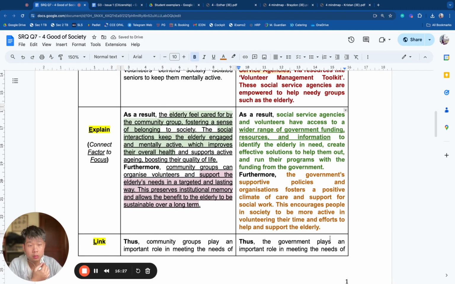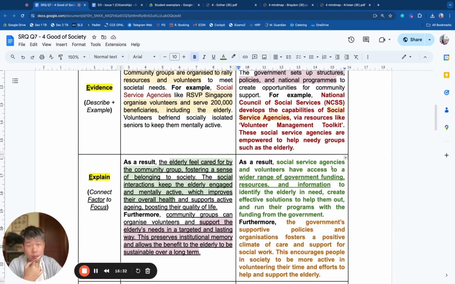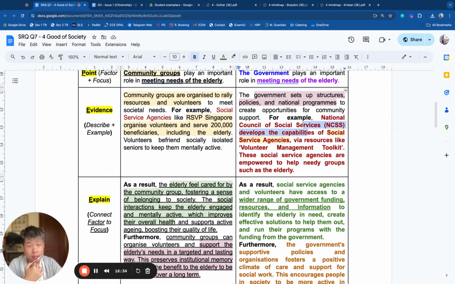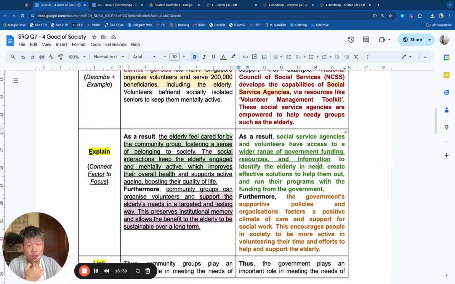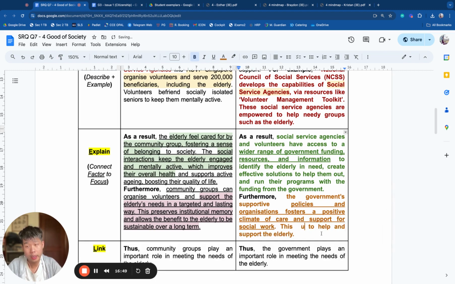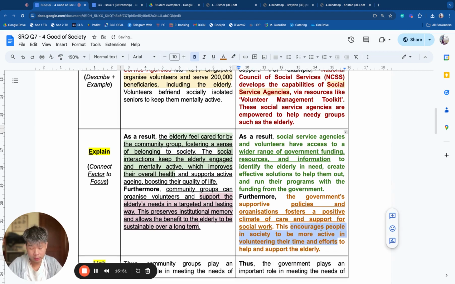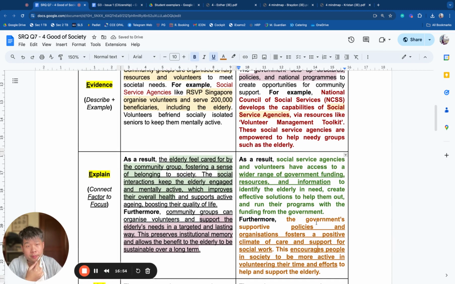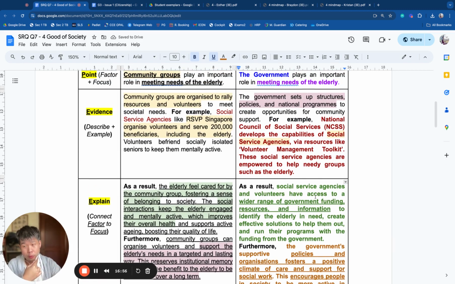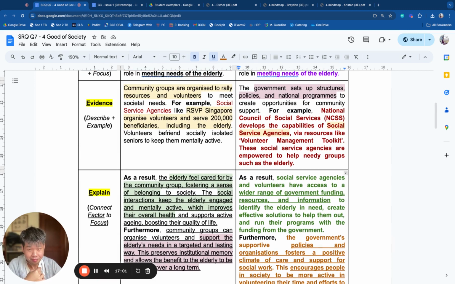Okay, so let's run with these explanations. Right, the government sets up these programs, policies like the toolkit to help the social service agencies to help the elderly, and so the social service agencies have a wide range of government funding. And furthermore, the policies have a good climate that encourage more people to go and volunteer and help the elderly. So already our explanations are shaping up to be sort of like the government is a bit indirect. It just provides a lot of resources and funding, and the community groups and volunteers are a bit more direct. They're on the ground.